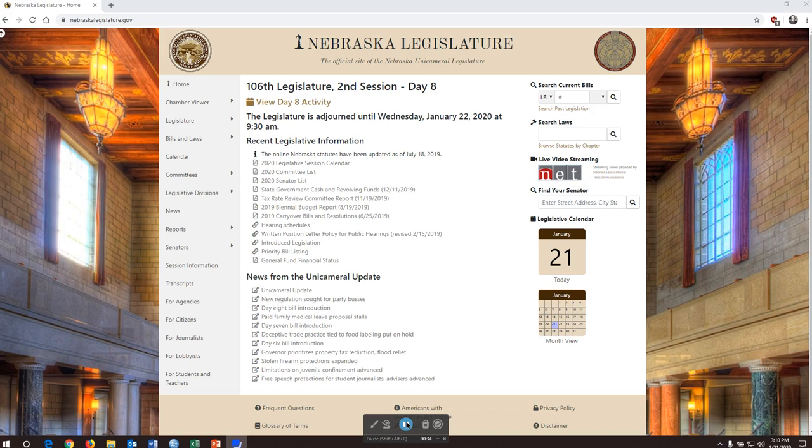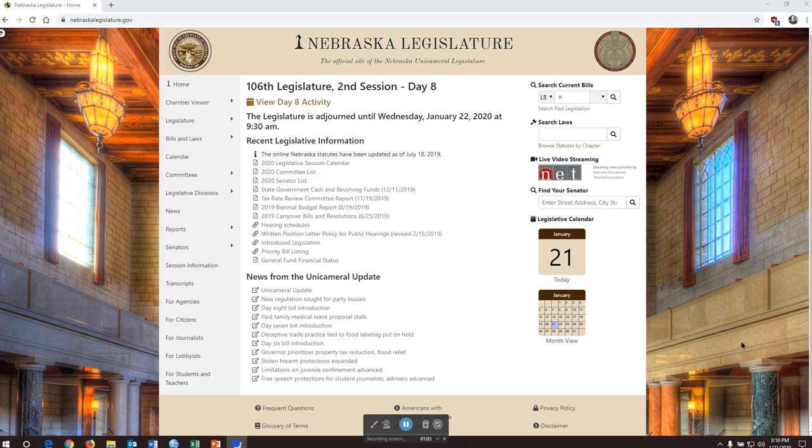So I've already queued it up, and it's simply nebraskalegislature.gov. That will get you right to this homepage of the Nebraska Legislative website. So over on the left-hand column, you can see all the options that are available. And so what I would note is you can see there that there are a lot of avenues into being able to do research on bills and laws that have made their way through the legislative chamber.